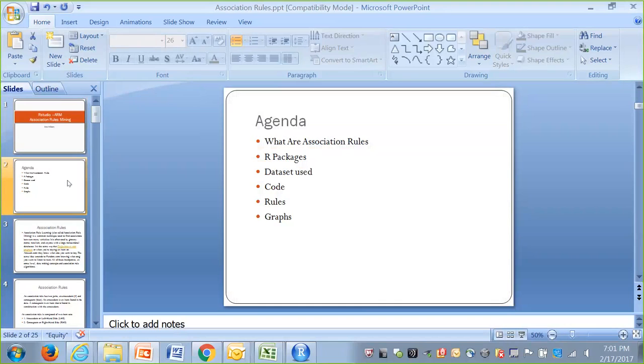So here's the agenda. What we're going to go through is association rules, some of the R packages behind it. I'll go through my data set and what's contained in it, and then I'll explain why I chose that data set. We'll go through some code, understanding the rules, and then some of the graphing functions that are quite associated with rules and mining.